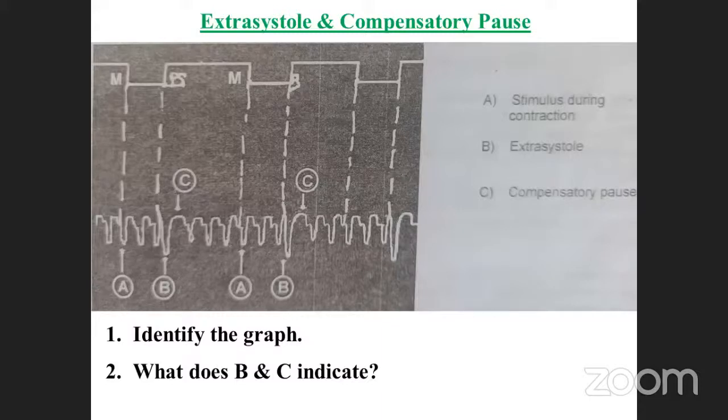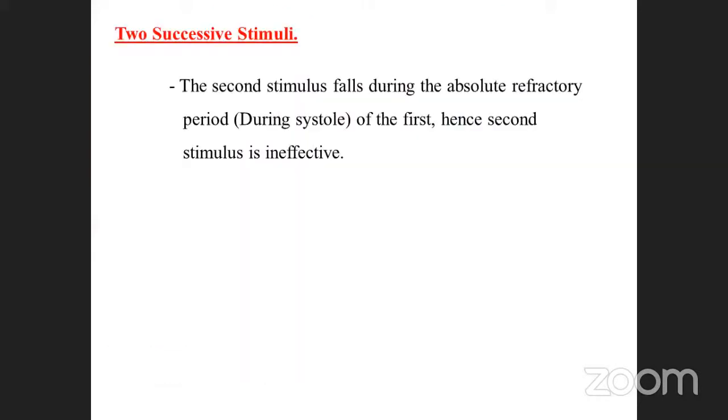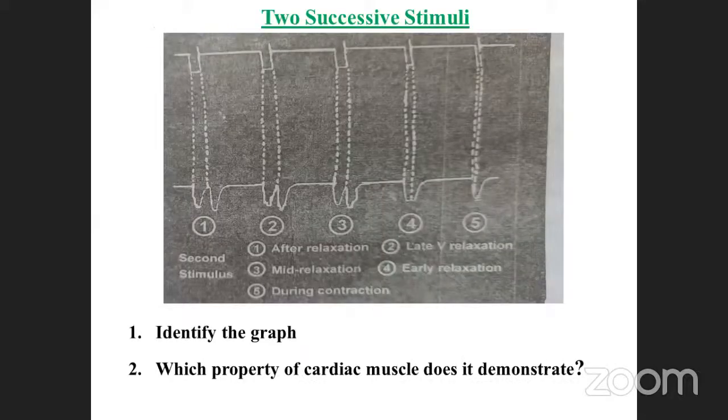What do B and C indicate? B indicates the extrasystole, C indicates the compensatory pause. B dash extrasystole, C dash compensatory pause. Is it clear? Then the two successive stimuli. The second stimulus falls during the absolute refractory period, during systole of the first, hence the second stimulus is ineffective. So which will be effective? The stimulus that falls during the relaxation period, during the diastole. So we will discuss this.